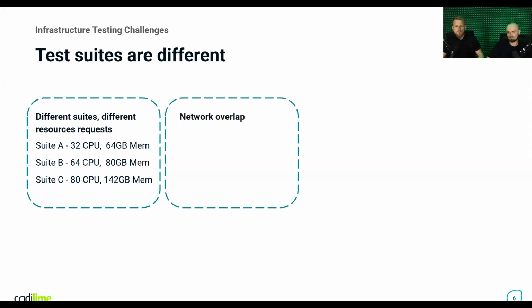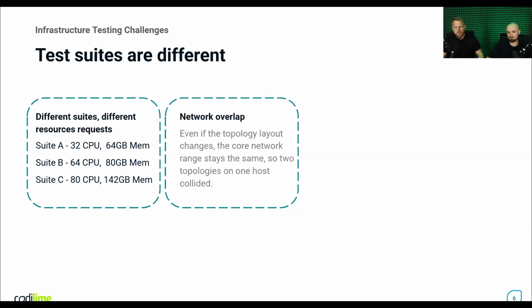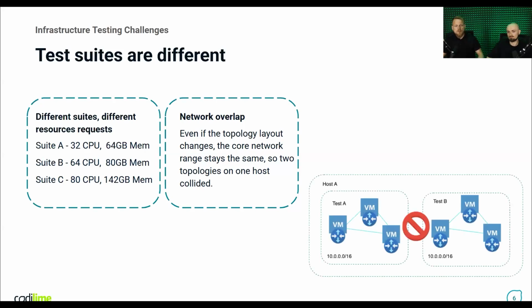Second, we have network overlap problems. In our case, tests are executed on network topologies, so even if the topology changes, the main network range stays the same. So when we try to run multiple test environments on the same host, they have network conflicts. And because of these two issues, resource fragmentation and network conflicts, we are limited to running only one test suite at a time on each host.